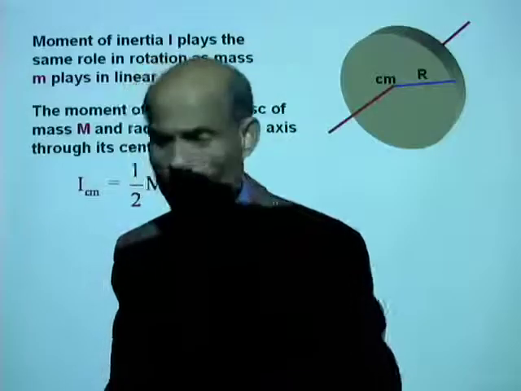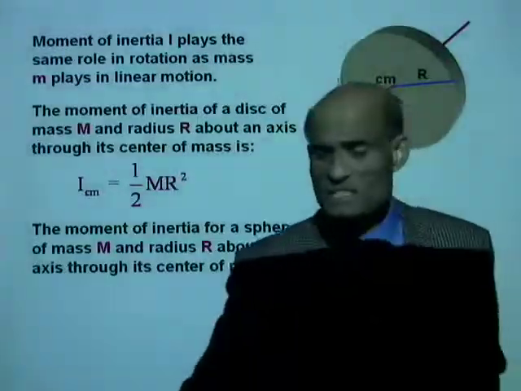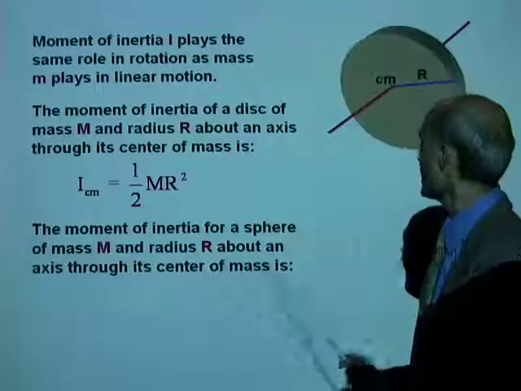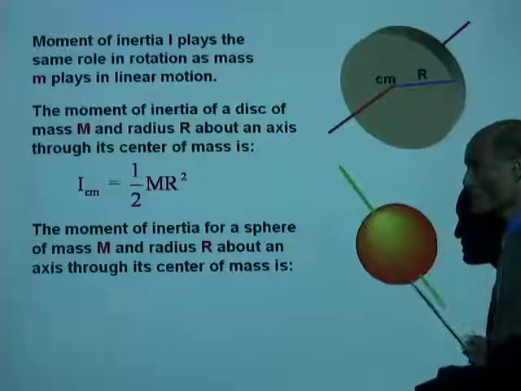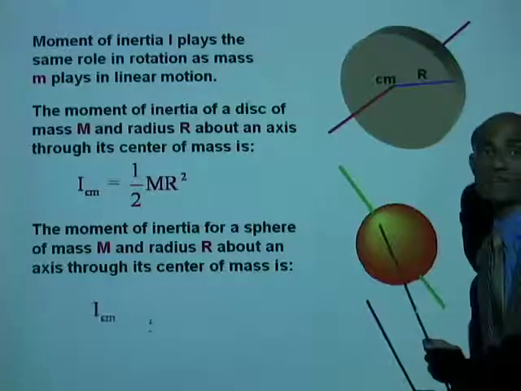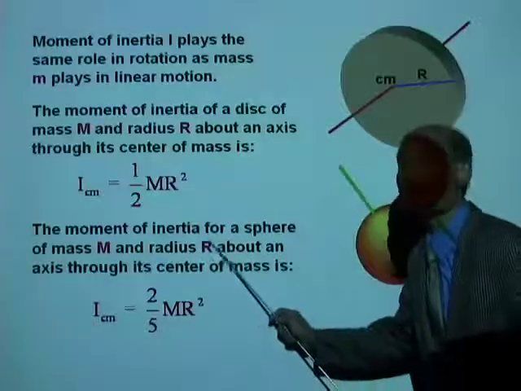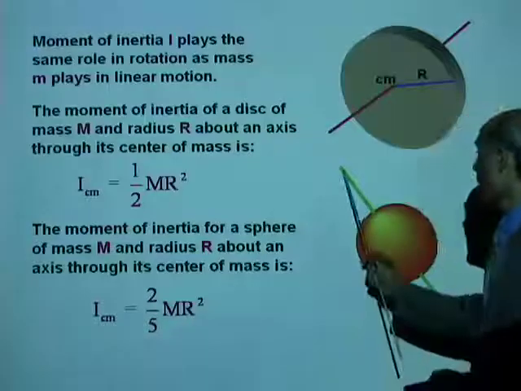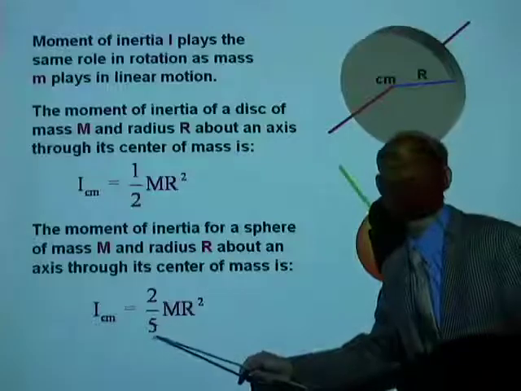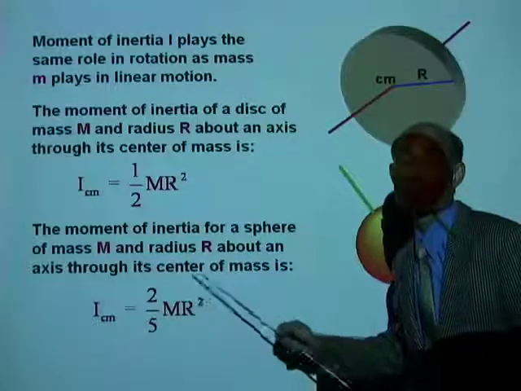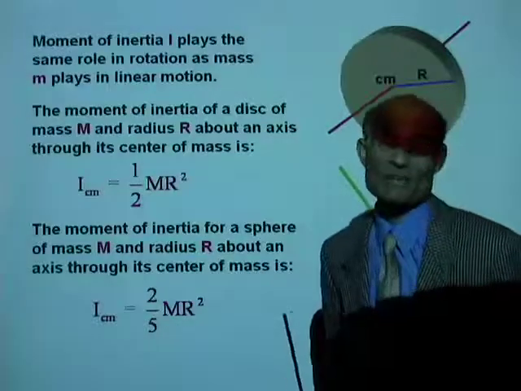Alright, let's look at the next regular shape: the moment of inertia of a sphere. If I have a sphere like this, its axis is passing through the center of mass. And the moment of inertia of a sphere of radius r and mass m about an axis passing through its center of mass is 2/5 mr squared. You should be able to use these equations wherever they are necessary.